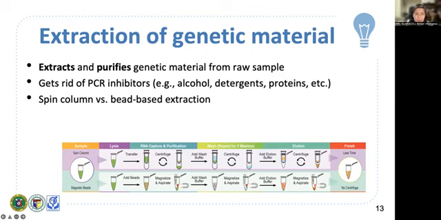Demonstrated sila dito sa ating illustration below. And essentially what happens is that your spin column utilizes buffers, so different buffers with different pH to allow the nucleic acid to bind to the silica membrane. So pagka iniiba natin yung pH ng ating buffers, nagkakaroon ng different interactions in nucleic acid with the silica membrane. And this allows your nucleic acid to bind to the silica membrane, which can be found in your spin column.